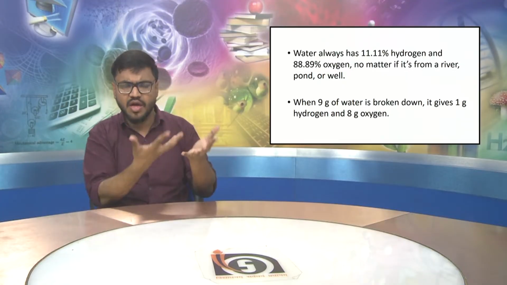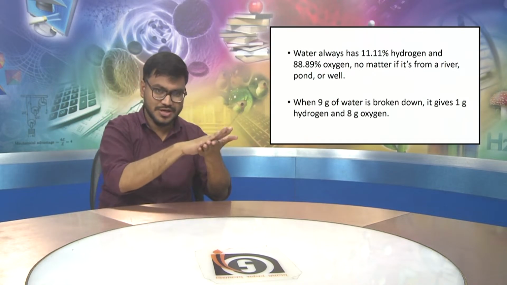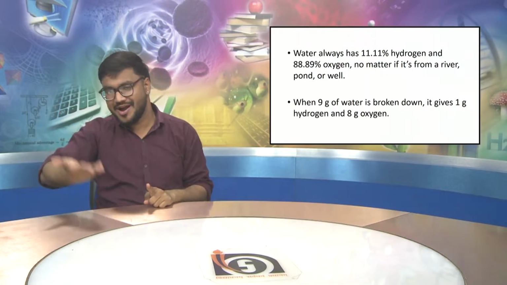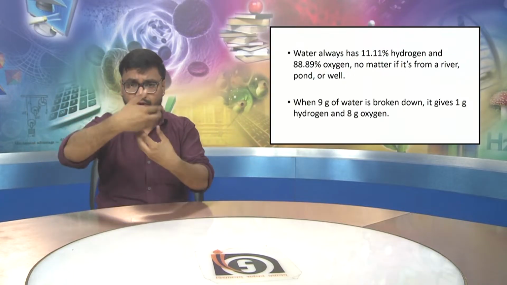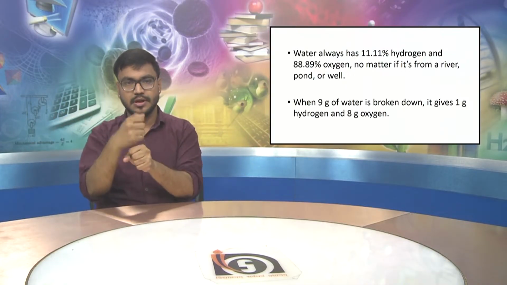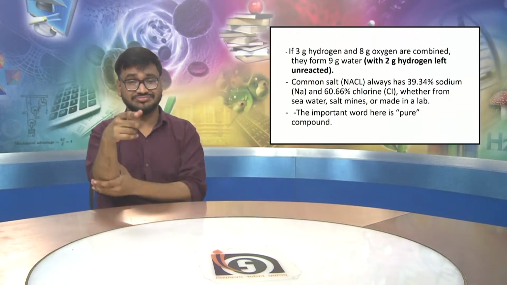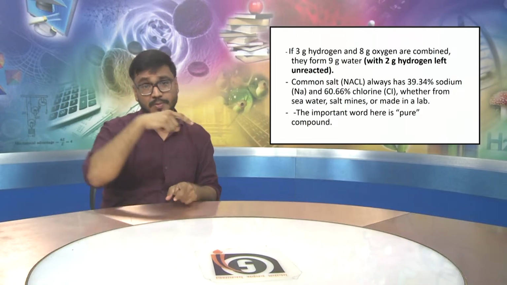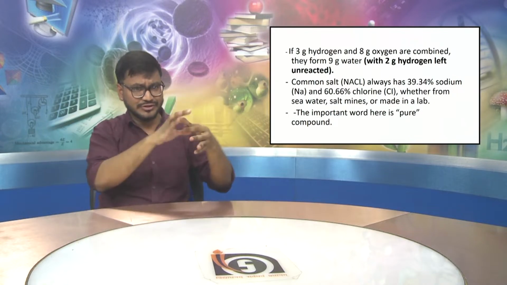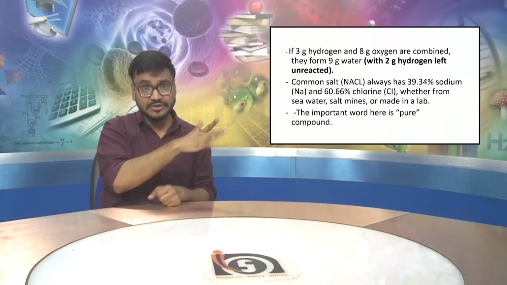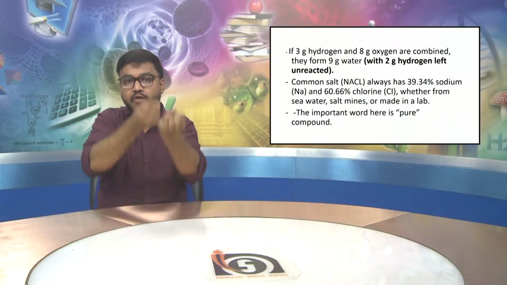For instance, when 9 gram of water is broken down, it gives 1 gram of hydrogen and 8 gram of oxygen. And when they combine, they give us 9 gram of water. Similarly, if 3 gram of hydrogen and 8 gram of oxygen are combined, they form 9 gram of water with 2 gram of hydrogen left unreacted.